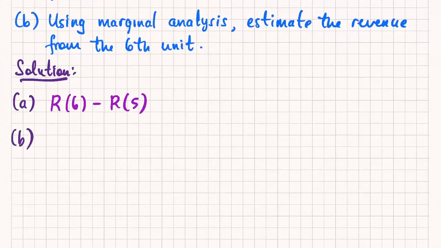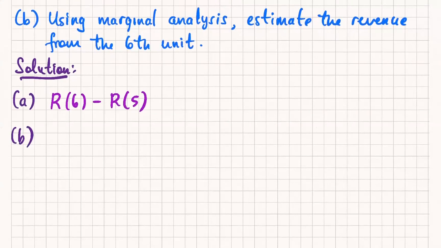And now part B asks me, using marginal analysis, estimate the revenue from the 6th unit. So what number, can you give me a symbolic expression? What should I be calculating for part B? A symbolic expression. Can you tell me? R prime of 5. Very good, Peter.